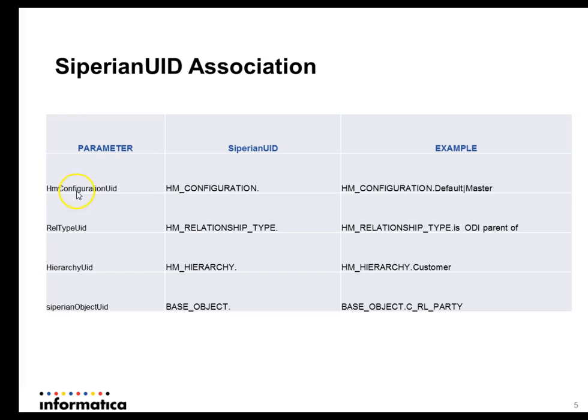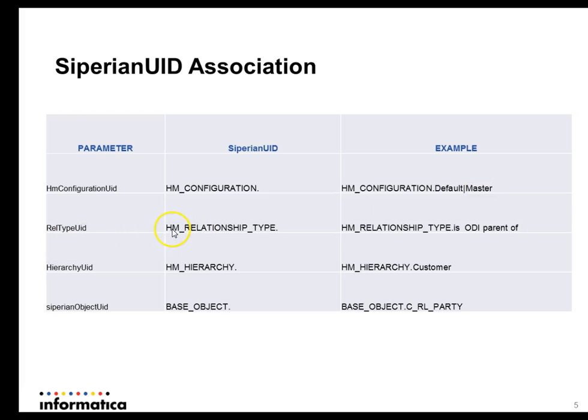For the parameter HM configuration ID, you need to give a Cyprian UID, HM_configuration dot followed by the configuration name. Using the MDM sample as a reference, for example, I'm giving HM_configuration.default. I showed you the default version profile, followed by the sandbox master which I am using.